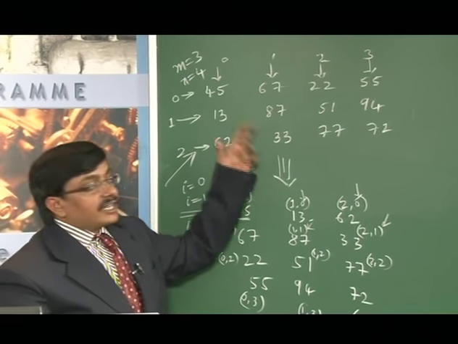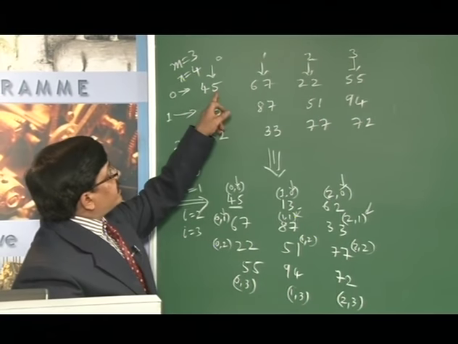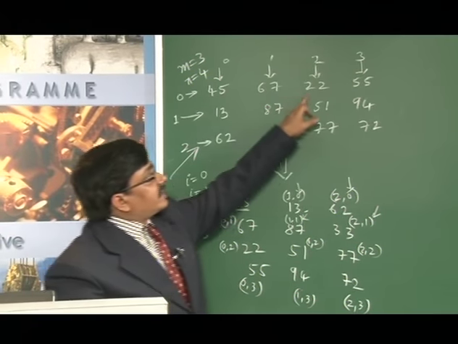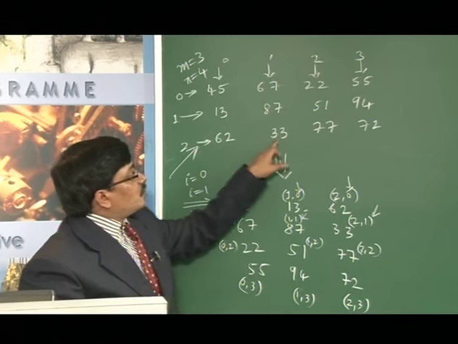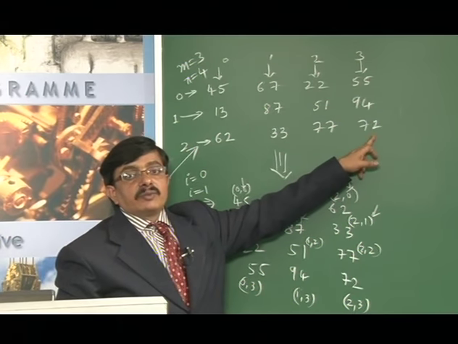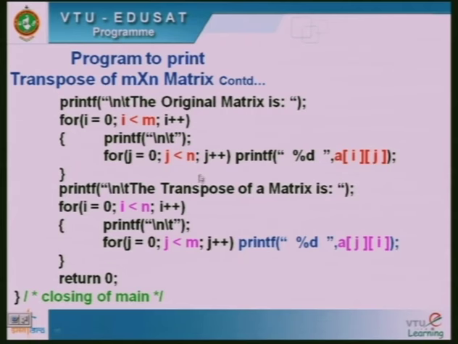Now, when I am displaying the normal matrix, when i is equal to 0, the 0th row elements will be printed. The indices of these elements will be 0 0, 0 1, 0 2, 0 3, 1 0, 1 1, 1 2, 1 3, 2 0, 2 1, 2 2, 2 3. This is the normal way I am going to print the elements, with respect to this looping.